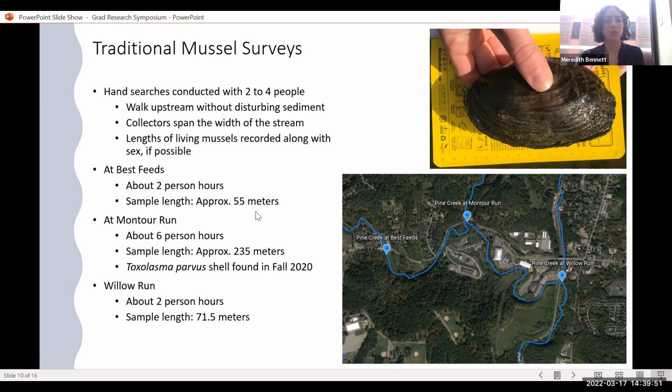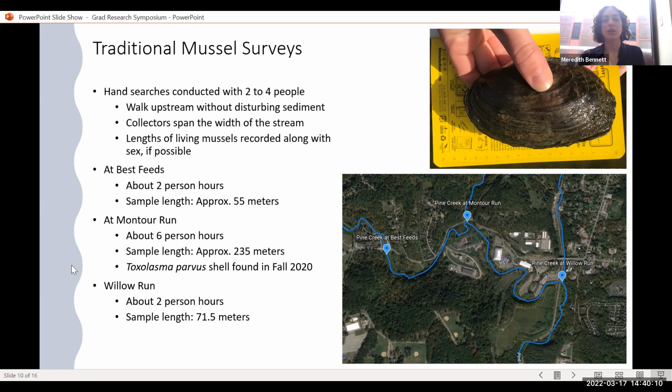We sampled a length of approximately 55 meters. At Montour Run, we sampled between the intersection with Montour Run and then around the sewage treatment plant of Pine Creek. So that was about 235 meters, and we spent longer there.